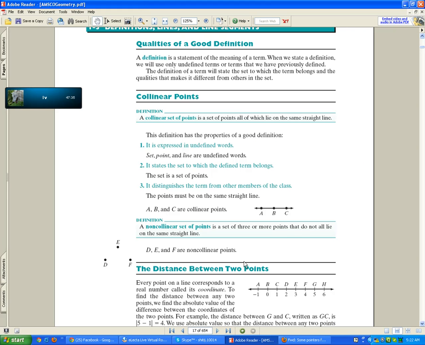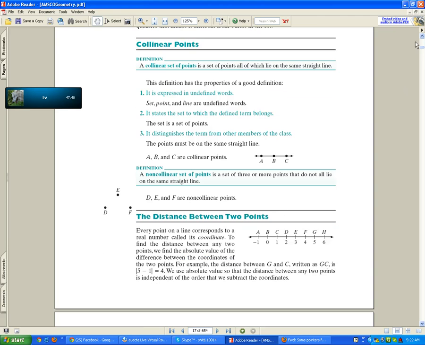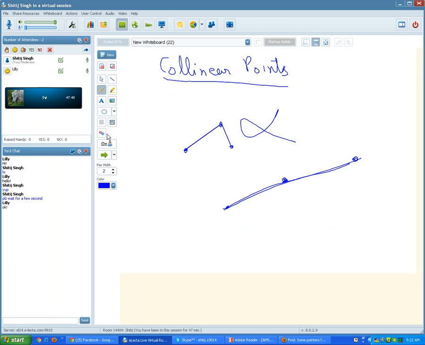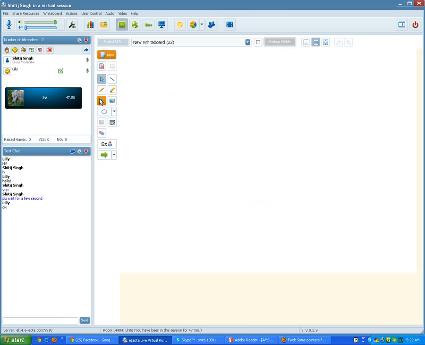It states the set to which the defined term belongs. A non-collinear set of points is a set of 3 points or more that do not lie on the same straight line. Now I'm taking 4 points. 1, 2. Okay, let's draw it clearly.